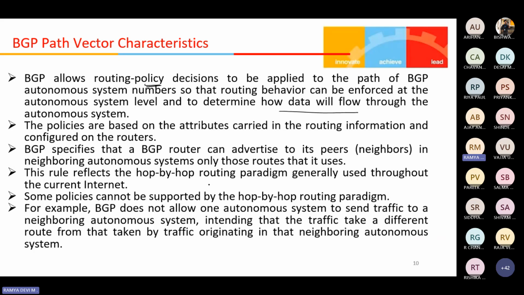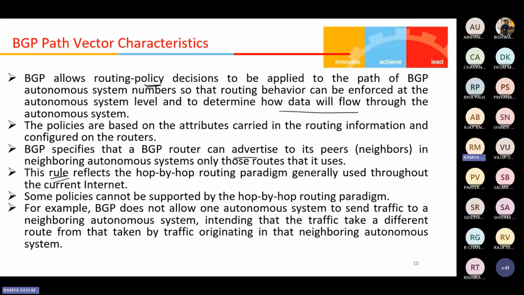Okay, so all these things will be controlled by the administrators. The route advertisements will follow advertisement rules. For example, a rule: a BGP router can advertise to its external peers, neighboring routers in different autonomous systems, only the routes it is currently using. So what is the purpose of this rule? This rule will ensure consistency.